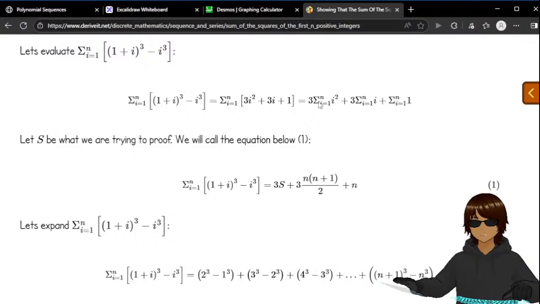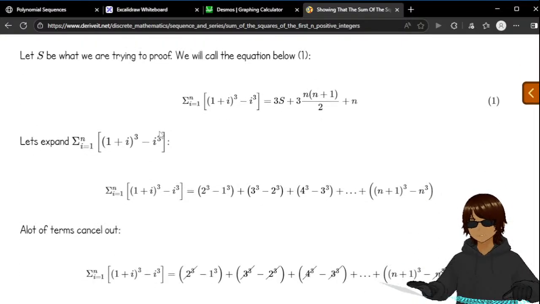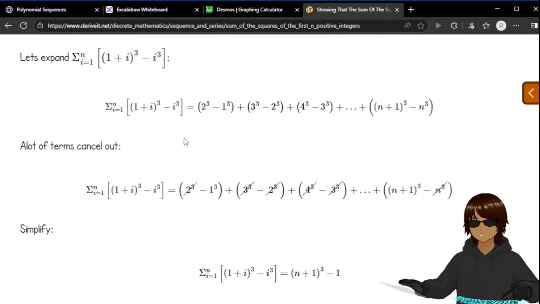So this is the square, what we are trying to prove: 3S plus 3 plus n. Okay, so this we already know follows an arithmetic series, which is this. Then let's expand this term. We have this, and then I think it's called telescoping, where the things cancel out.